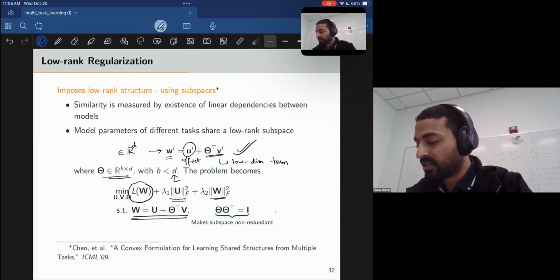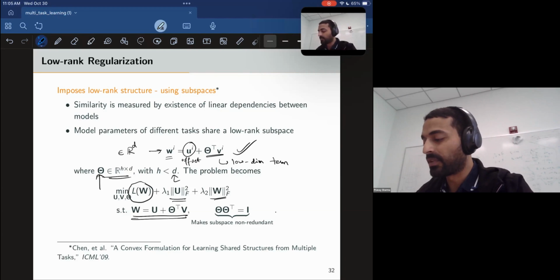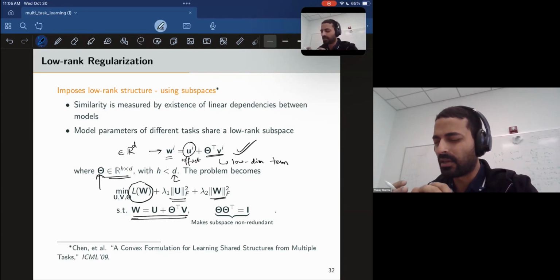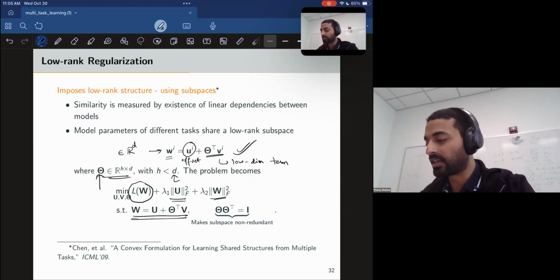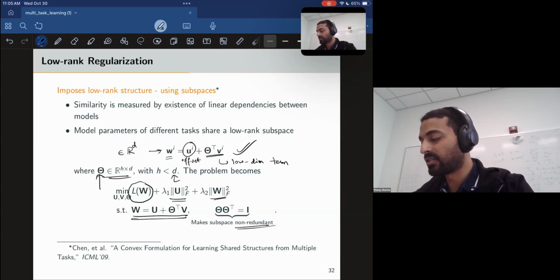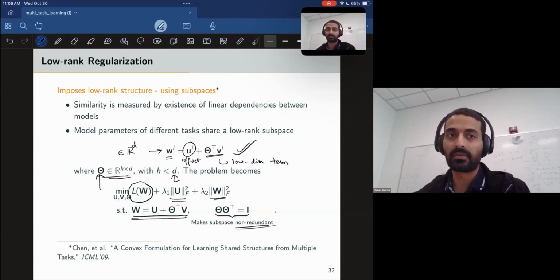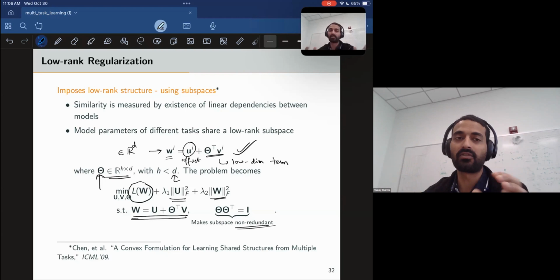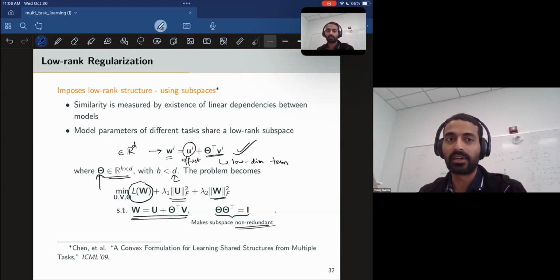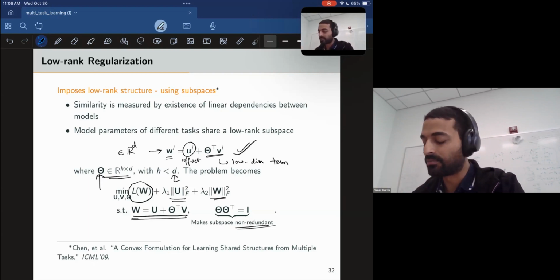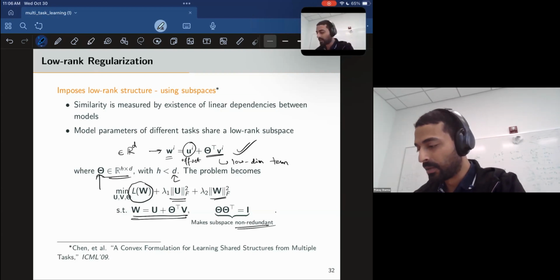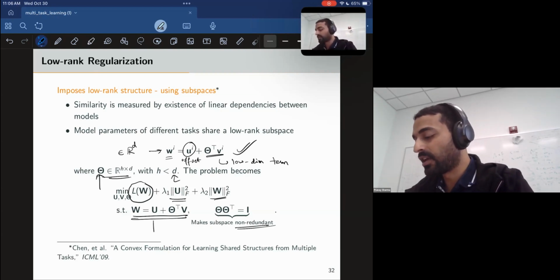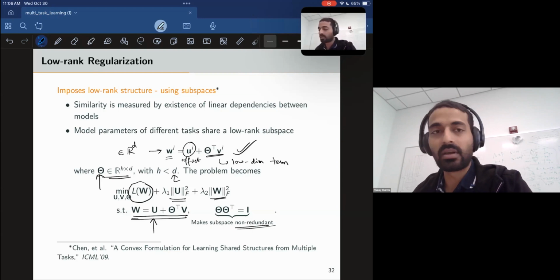And because this theta lies in low dimension, because it is a low dimensional projection matrix, we want to make sure there is nothing redundant in this theta. Otherwise, we can take a linear combination of columns and get a new column, right? So we want to make sure that whatever H columns it has, they are already linearly independent. This is just for simplicity. But essentially, what we are doing is imposing this low rank structure on our model.